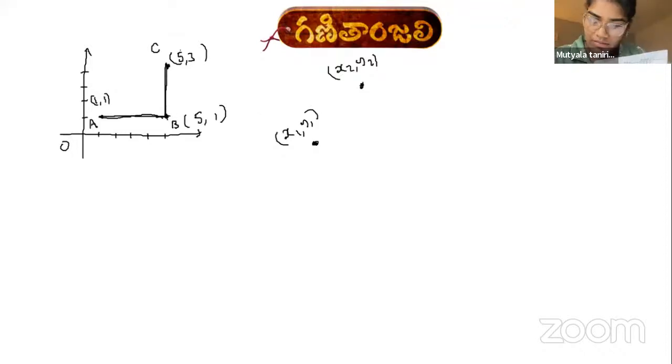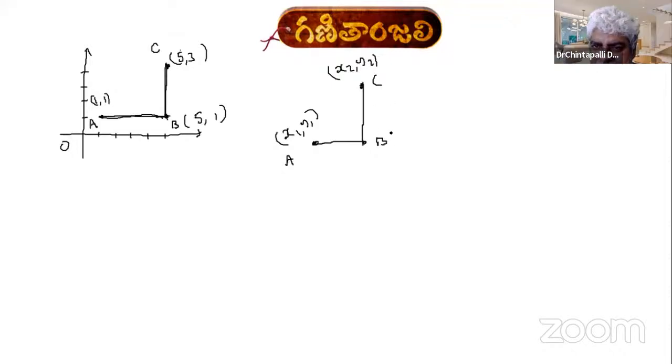In the same way, can you say the coordinates of this point A, B, C? x2, y1. Very good. It is x2, y1. Y coordinates are same on a horizontal line. X coordinates are same on a vertical line. That's why coordinates of B are x2, y1.